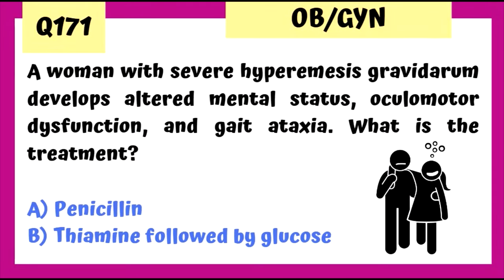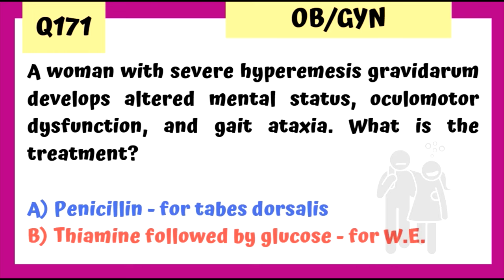Question 171, a woman with severe hyperemesis gravidarum develops altered mental status, oculomotor dysfunction, and gait ataxia. This sounds like Wernicke encephalopathy. What's the treatment? Thiamine followed by glucose is the treatment for Wernicke encephalopathy. Penicillin would be for something like tabes dorsalis, which is not what's going on over here.